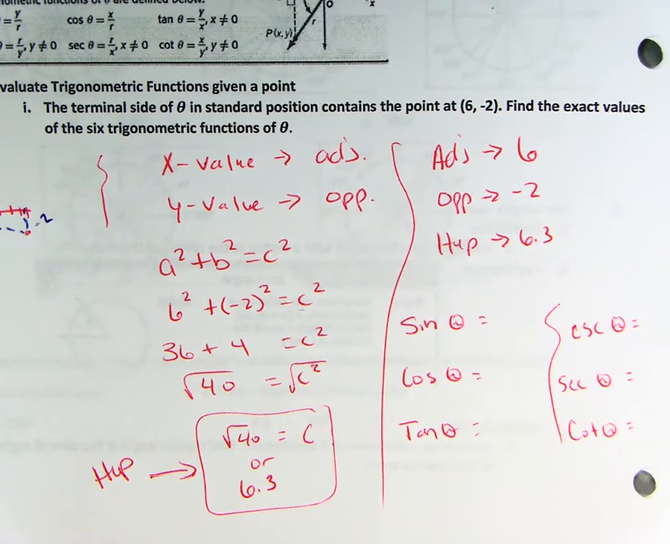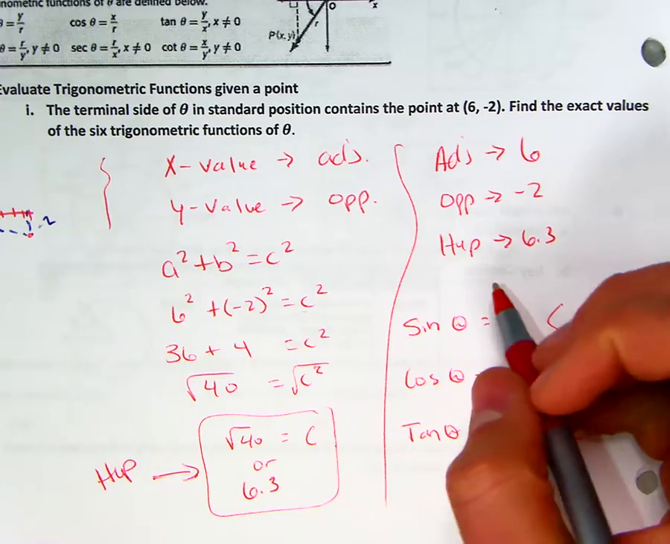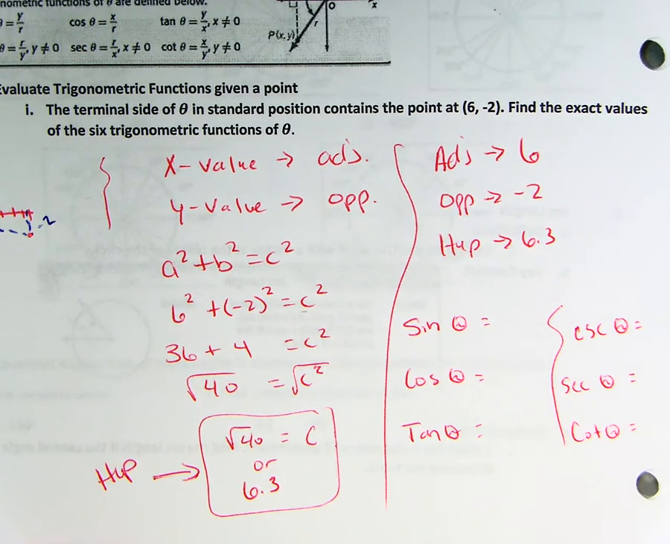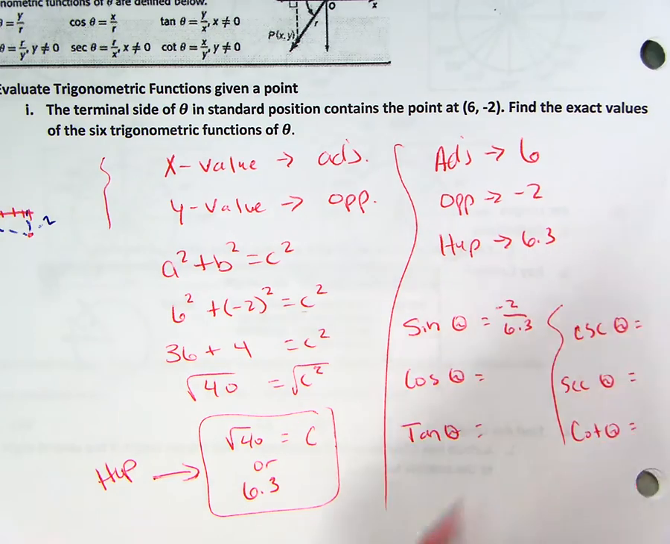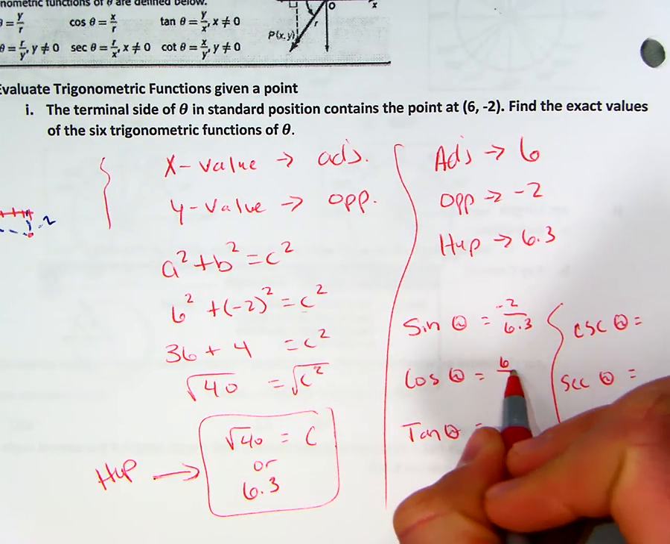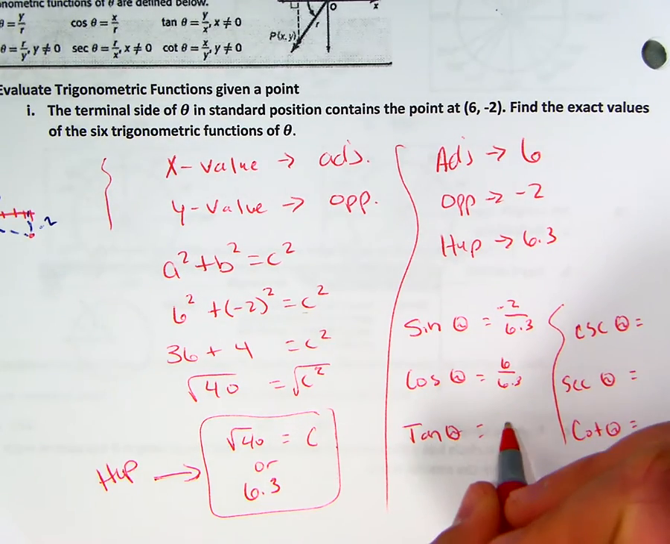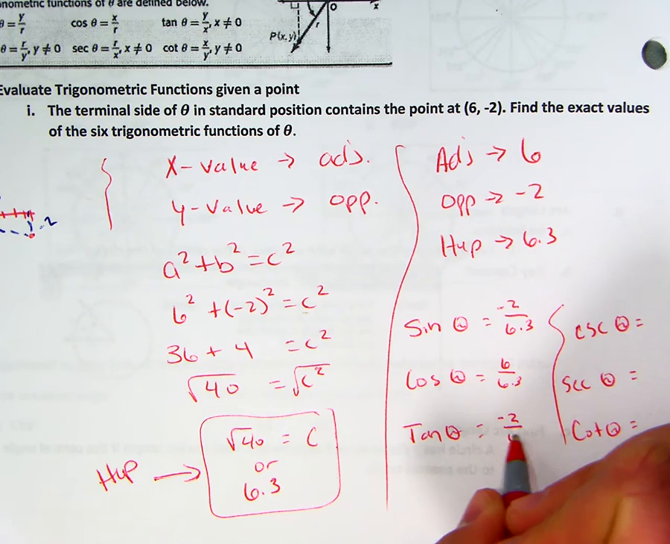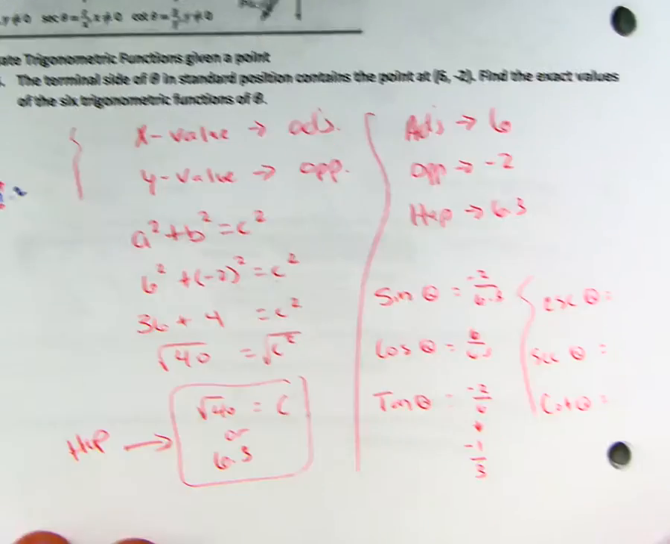All right, so sine theta, that's just going to be opposite over hypotenuse. So that's negative 2 over 6.3. Cosine theta, which is adjacent over hypotenuse, so that's 6 over 6.3. Tangent, which is opposite over adjacent, so that's negative 2 over 6, which simplifies down to negative 1 over 3.